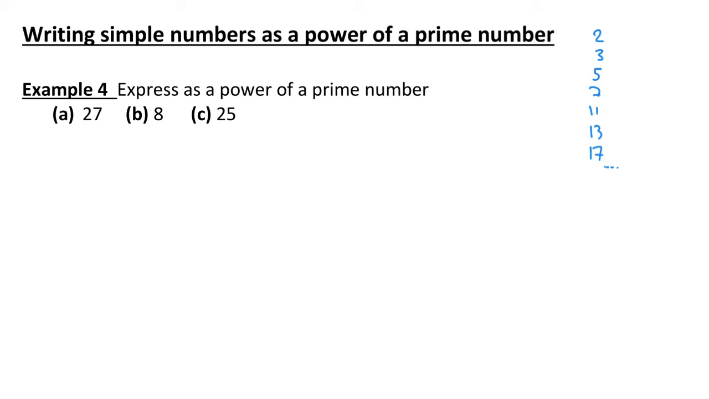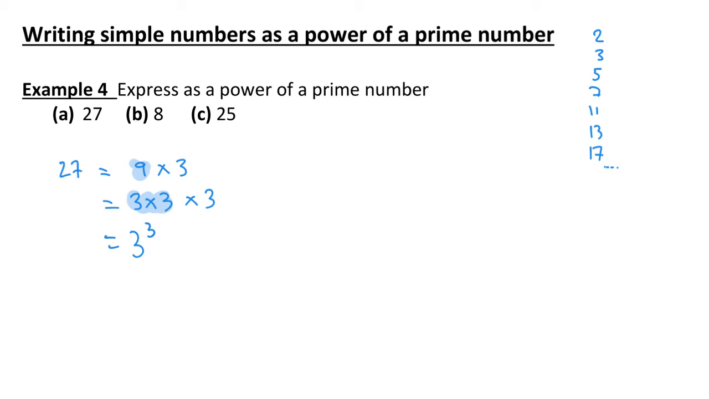So 27, what we would think about it, it's 9 multiplied by 3, but 9 isn't a prime number, so we need to express 9 as 3 multiplied by 3, multiplied by 3. So the 9 there was this 3 times 3. And then what we have is 3 times 3 times 3, which is going to be 3 cubed.